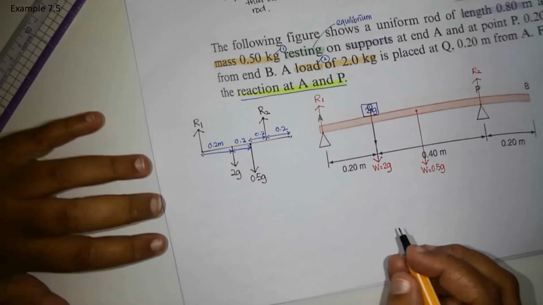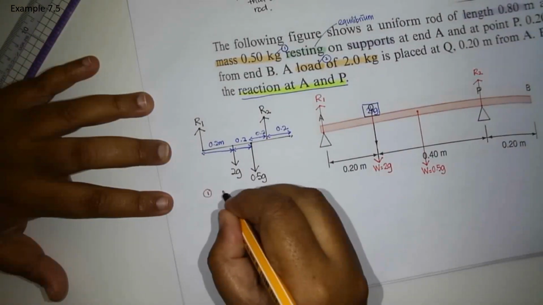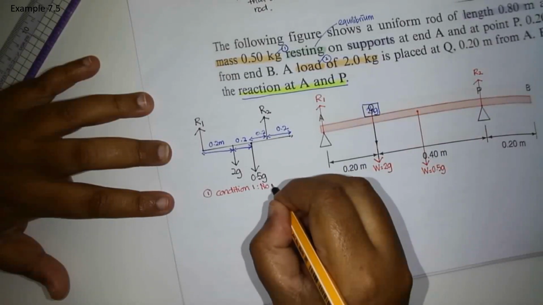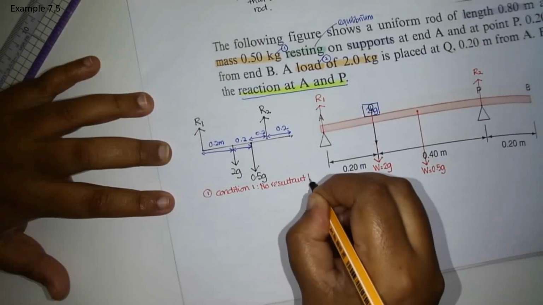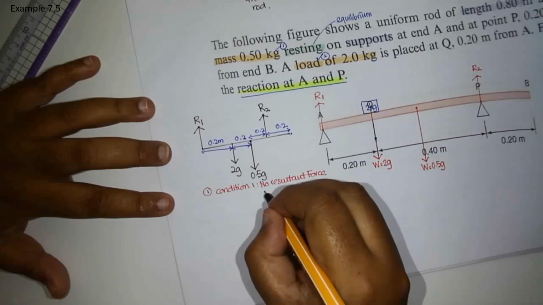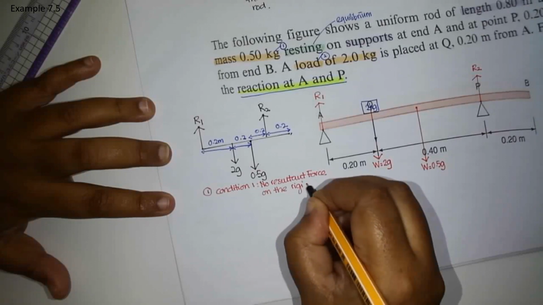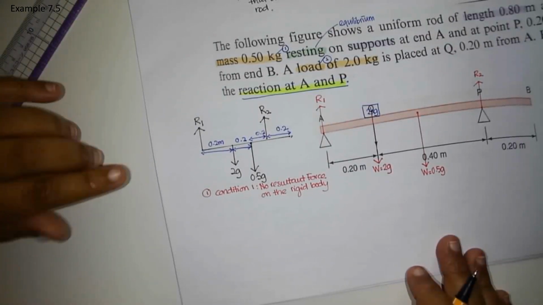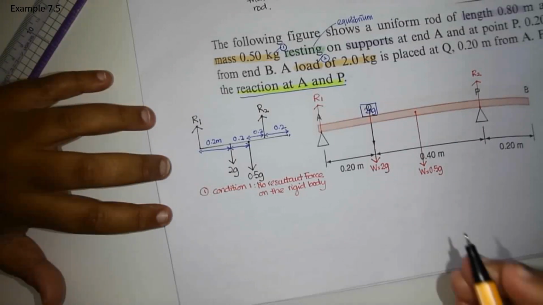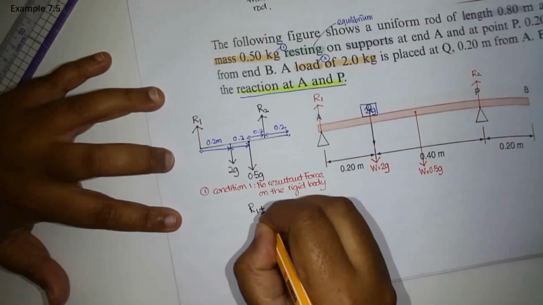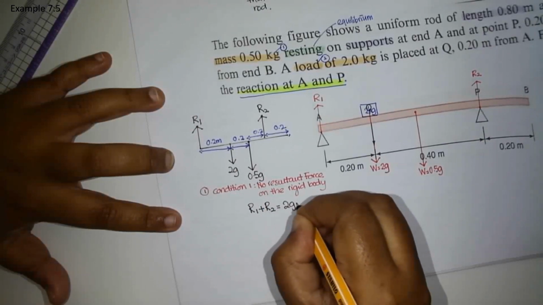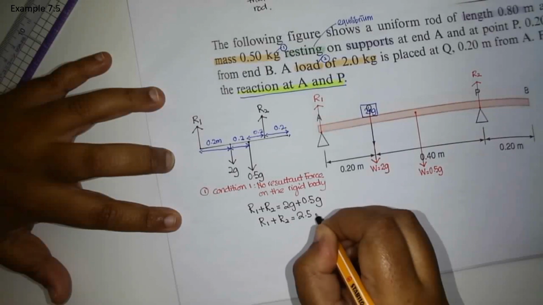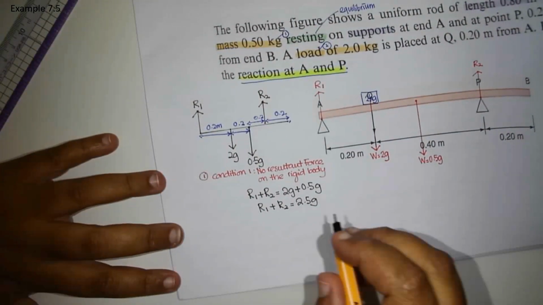What is condition number 1? It says no resultant force on the rigid body. So I apply condition 1. I must total up the forces. The forces upward are equal to the forces downward. So R1 plus R2 equals 2g plus 0.5g. So R1 plus R2 equals 2.5g. This is equation number 1.